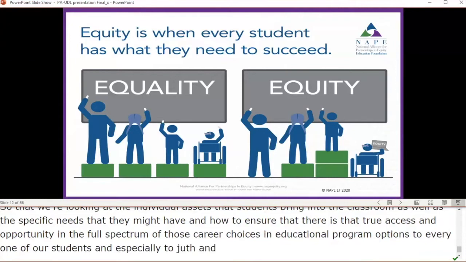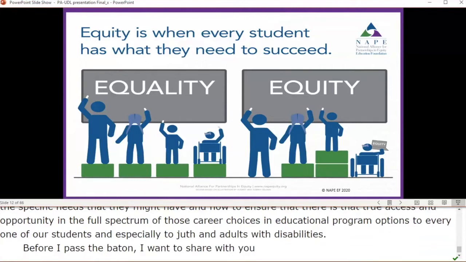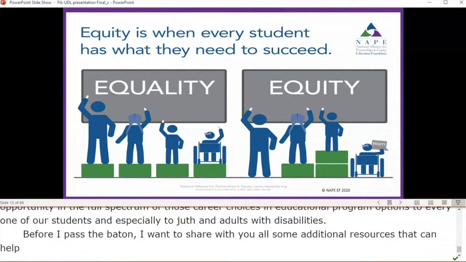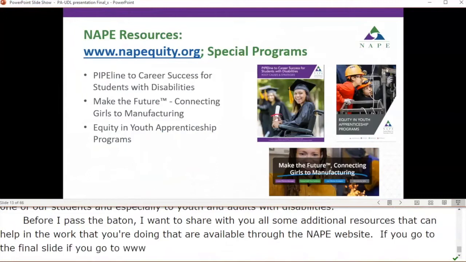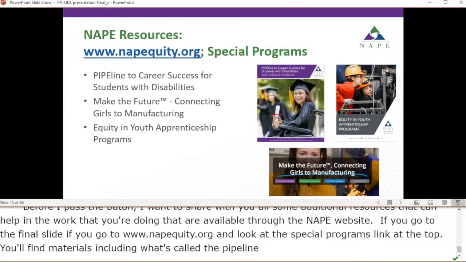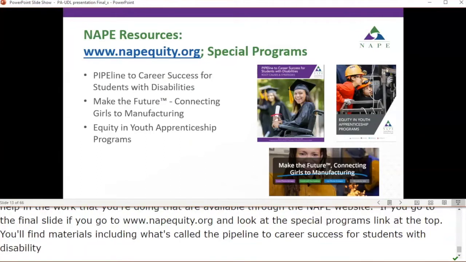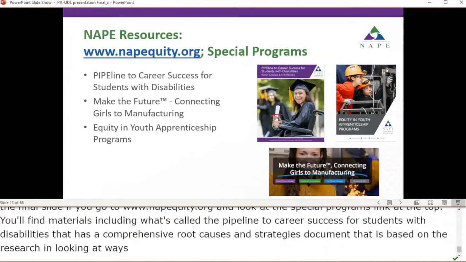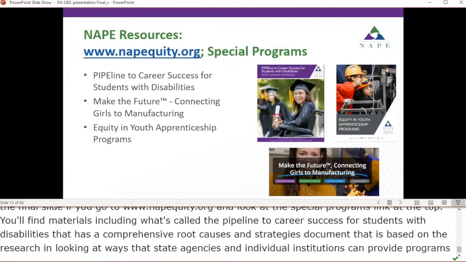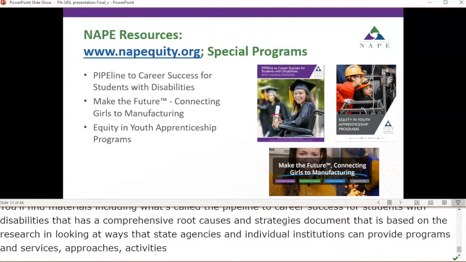And so before I pass the baton, I want to share with you all some additional resources that can help in the work that you're doing that are available through the NAPE website. If we could go to the final slide of this section, if you go to www.napequity.org and just look at the special programs link on the top, you'll find materials, including what's called the Pipeline to Career Success for Students with Disabilities, that has a comprehensive root causes and strategies document that is based on the research in looking at ways that state agencies and individual institutions can provide programs and services, approaches, and activities that will help to support students with disabilities in CTE for them to be successful in those programs and pathways.